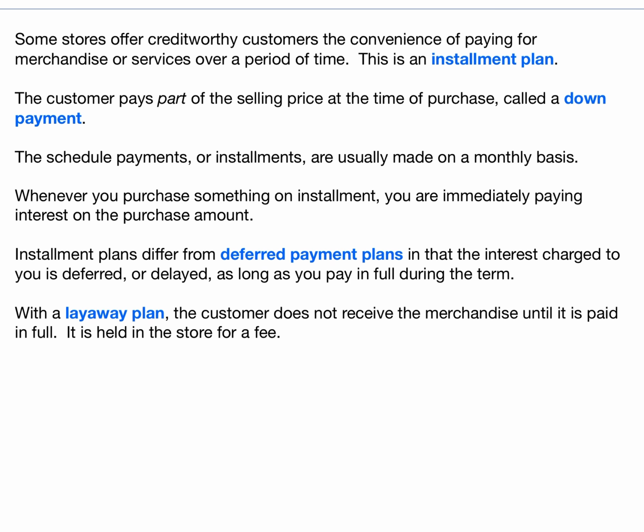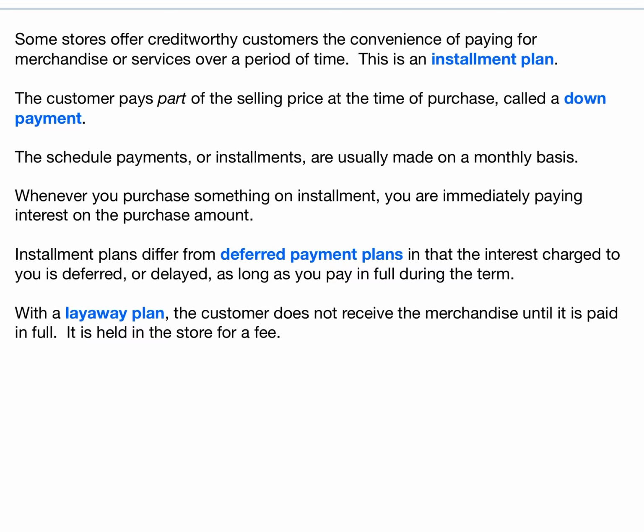All right, so some stores will offer credit-worthy customers the convenience of paying for their merchandise or services over a period of time. When they do that, they are issuing what's called an installment plan. In this plan, the customer pays part of the selling price at the time of purchase, which is called the down payment, and then you follow a schedule of payments or installments, usually done on a monthly basis. So they figure out, okay, you're going to pay X amount of dollars every month for the next however many months until the product or service is paid off.